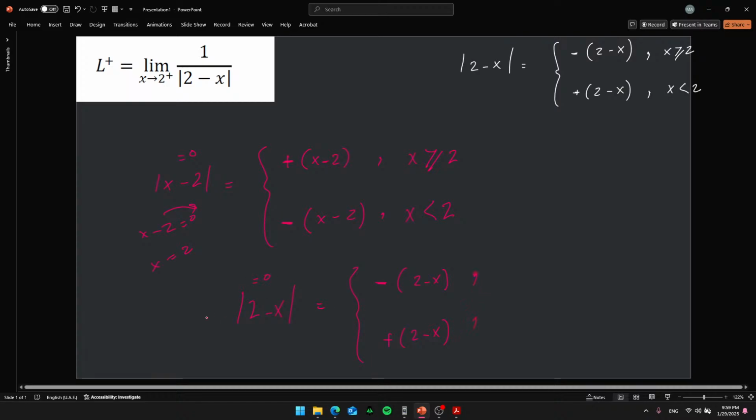equal this to 0, so 2 minus x is equal to 0, x is equal to 2, so x is greater than or equal to 2, and x is less than 2. It's always like this, x greater than, x less than.